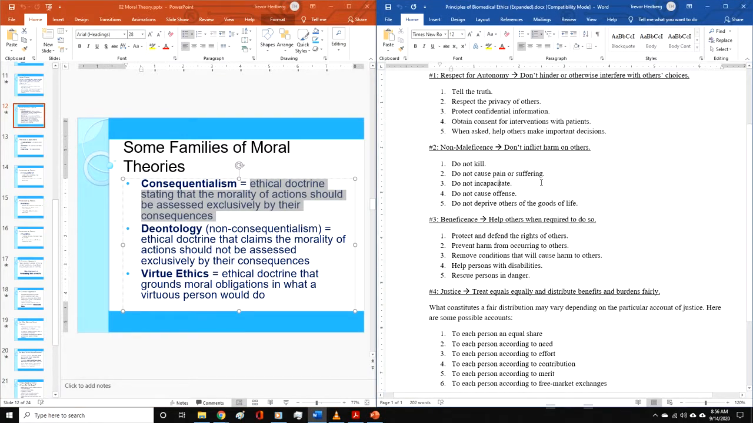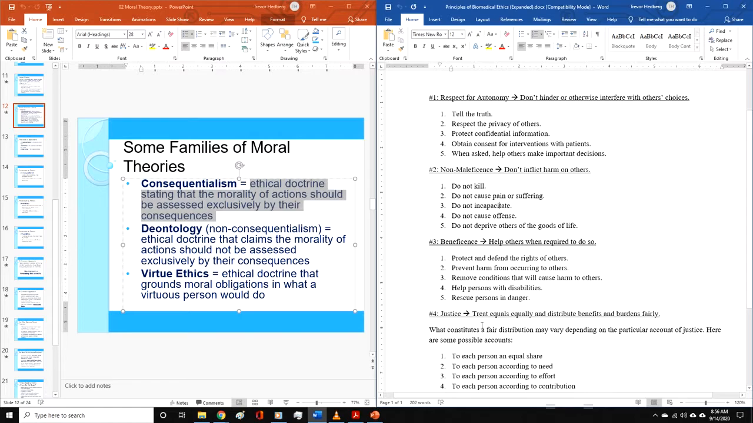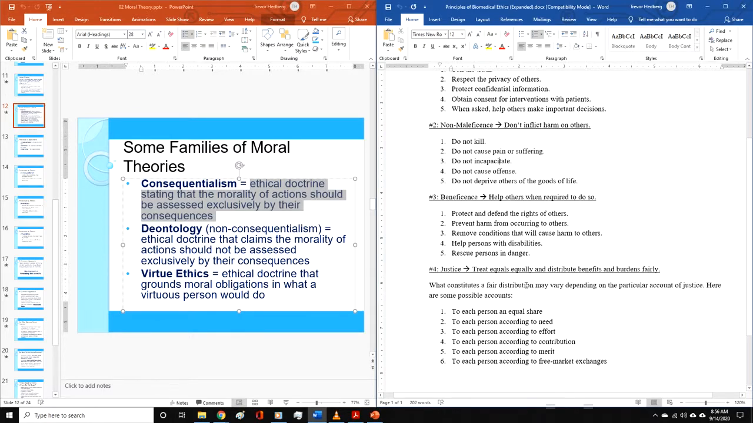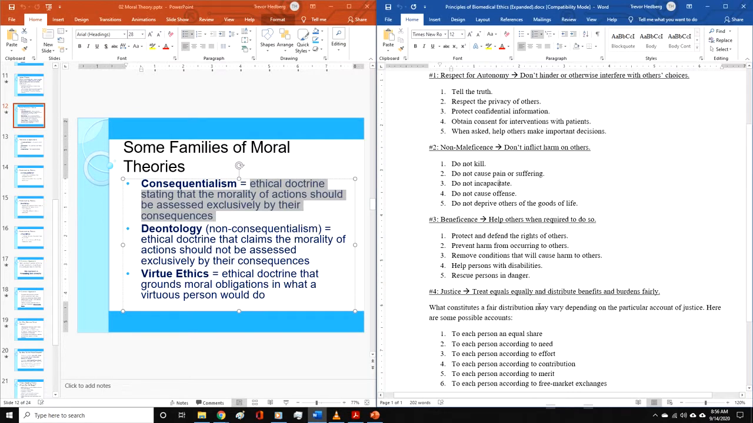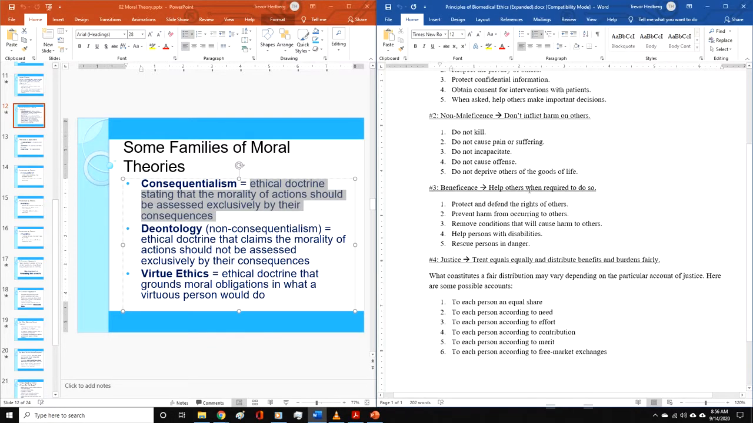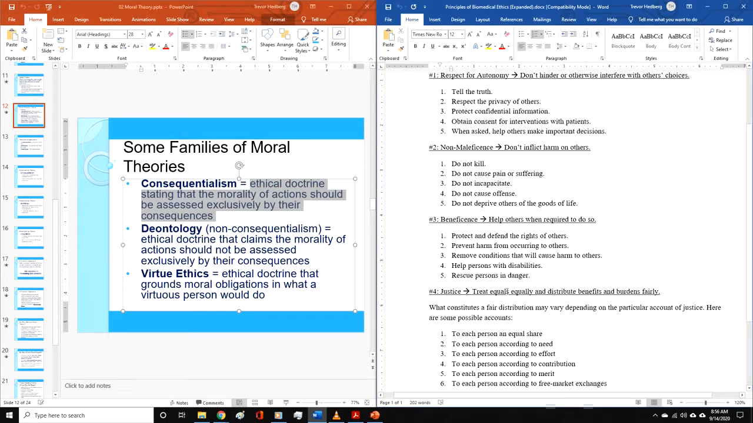So these four principles, two of them drawing largely on the deontological tradition, two of them drawing largely on the consequentialist tradition. All of these principles are important in the context of biomedical ethics. They are also at times going to conflict with one another in some of the more challenging cases. And that means that you have to make choices about which principle takes priority in certain contexts.